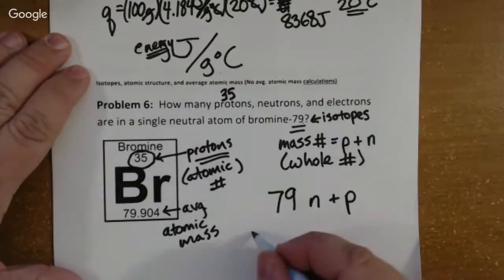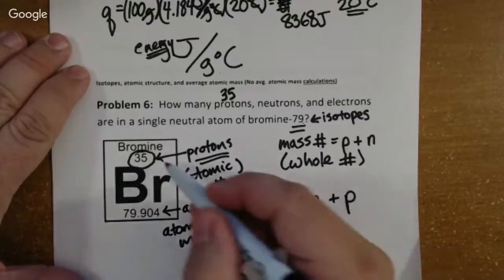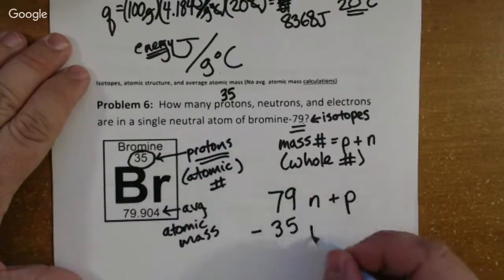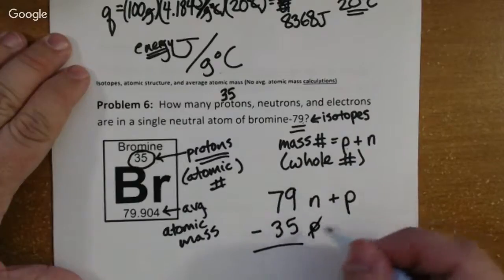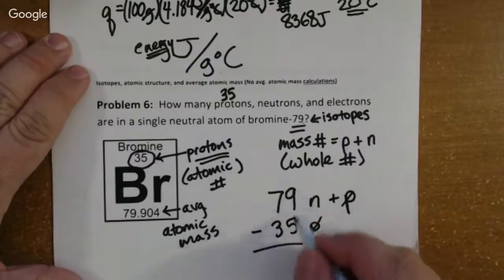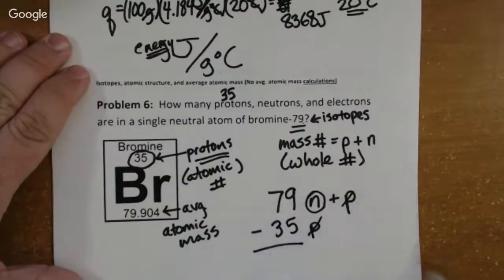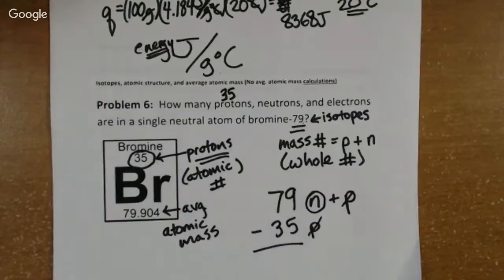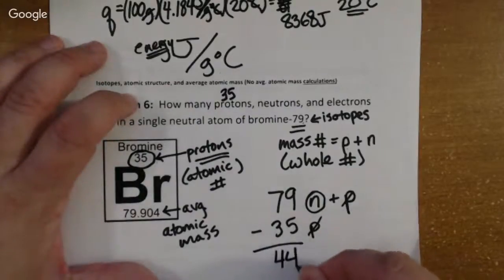Now, my mass number is 79, and that represents my neutrons and my protons. If I subtract from that 35, which is the atomic number of bromine, I'm subtracting off the P. So if I subtract off the P, 79 minus 35, that's just going to leave me with the neutrons. I'm going to use my calculator. We get 44, and that's 44 neutrons.